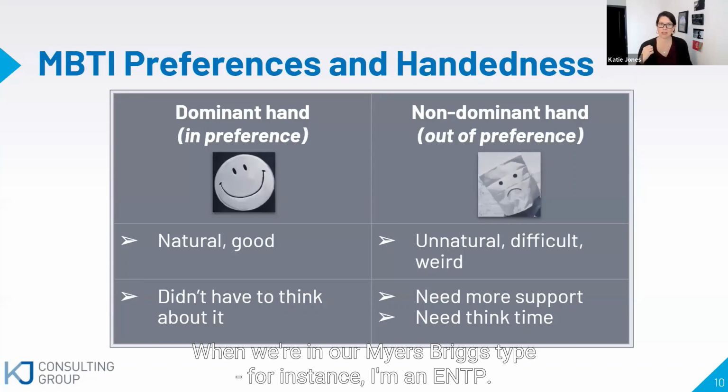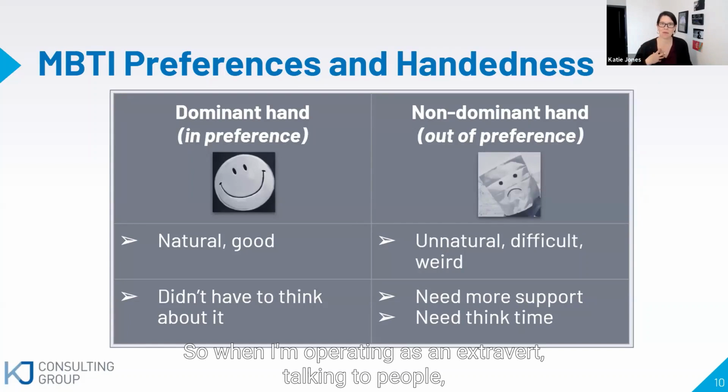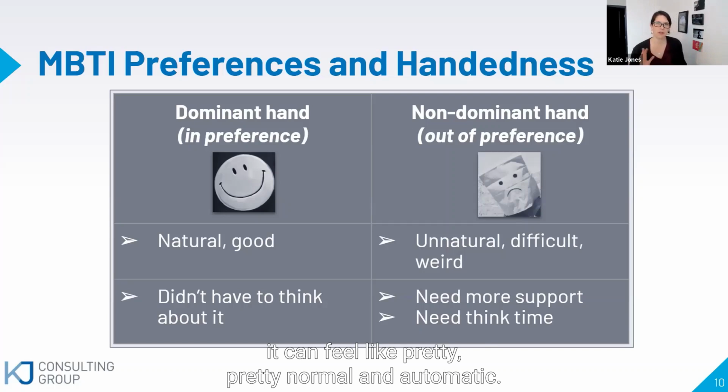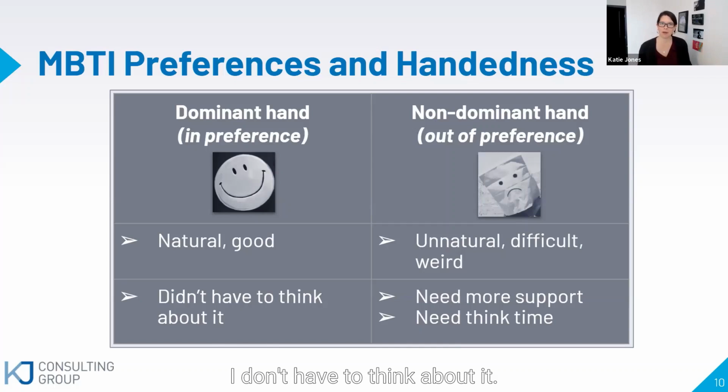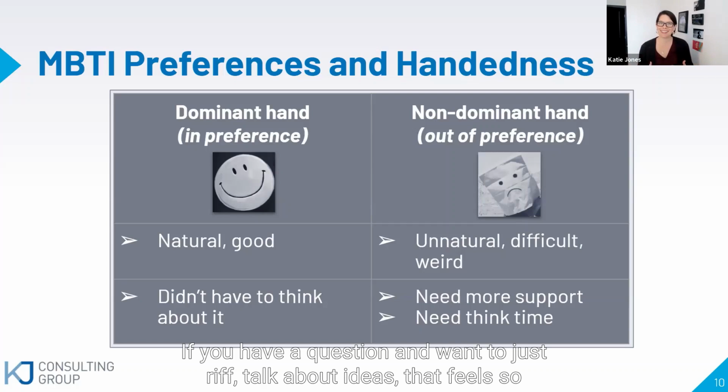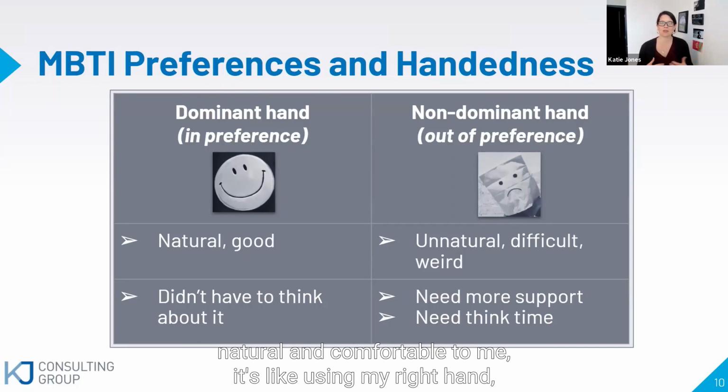That's how we think about when we're in preference, when we're operating in our Myers-Briggs type. For instance, I'm an ENTP, so when I'm operating as an extrovert, talking to people, engaging with the outside world, it feels natural, it feels comfortable. As long as I'm not under stress, it can feel pretty normal and automatic. I don't have to think about it. One of my biggest preferences is to brainstorm. I love to brainstorm. If you have a question and want to just riff and talk about ideas, that feels so natural and comfortable to me. It's like using my right hand, no problem.